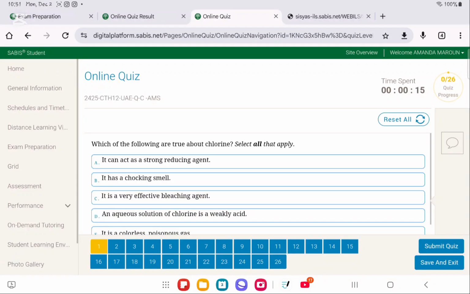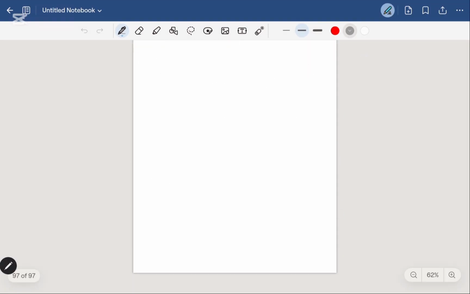So today I will be explaining the chemistry quiz. But before I start explaining the quiz itself, I'm gonna open these notes and write a small summary.